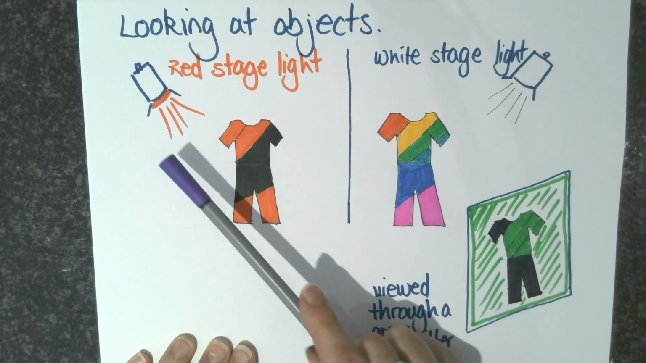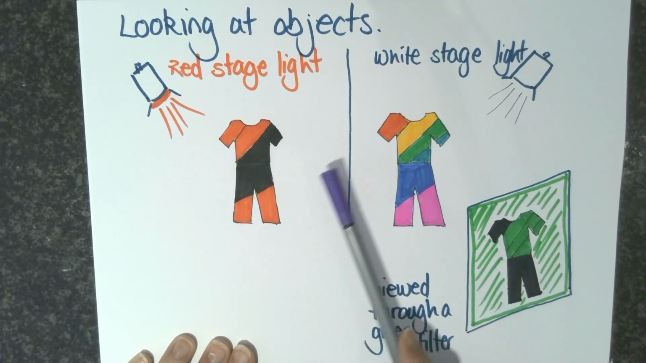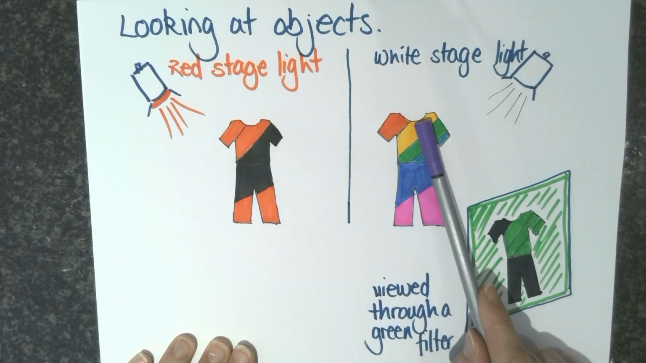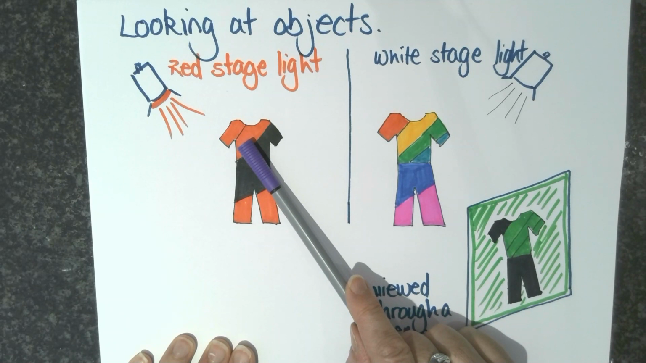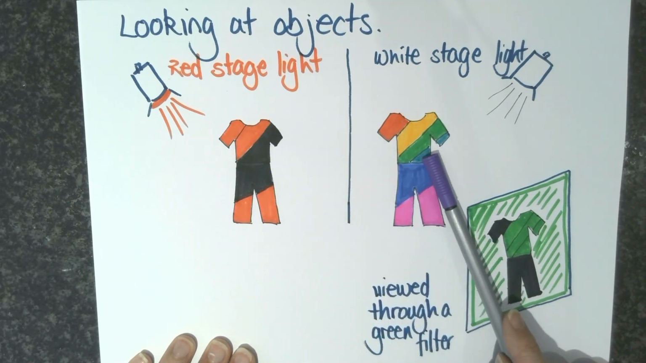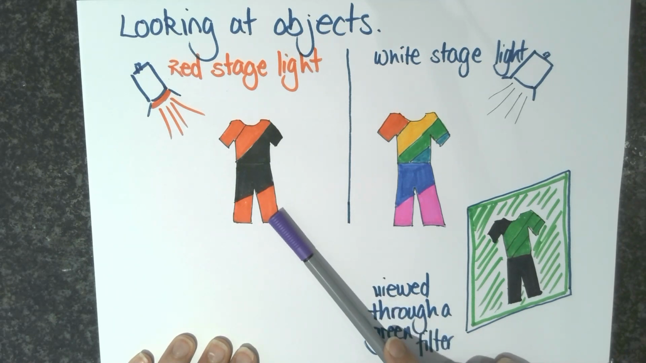However, under a red stage light, it looks very different. The red is still reflecting the red light. The yellow will also reflect the red light, but the green, the cyan and the blue all look black, because there's no part of the red light being reflected, it's all being absorbed. Magenta, however, will look red because it can reflect the red light.